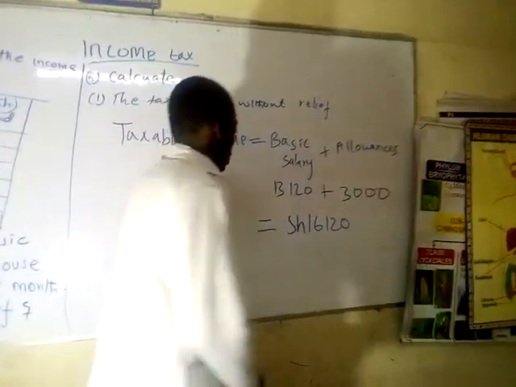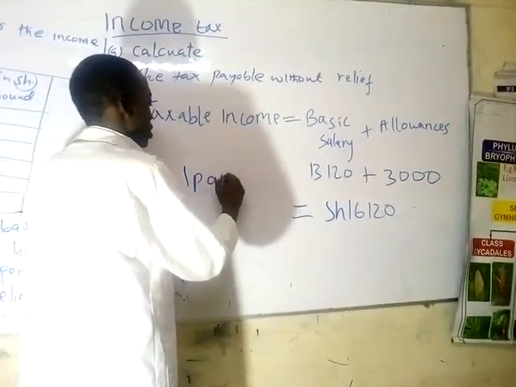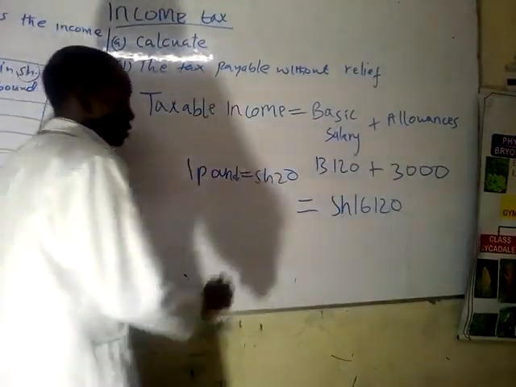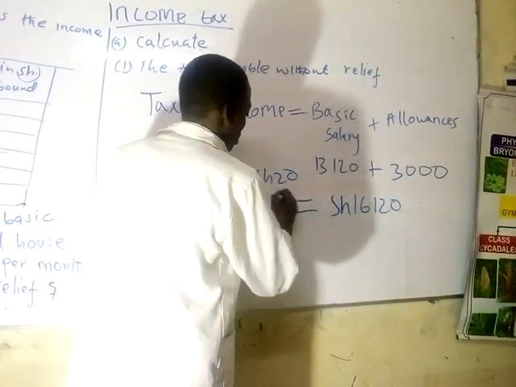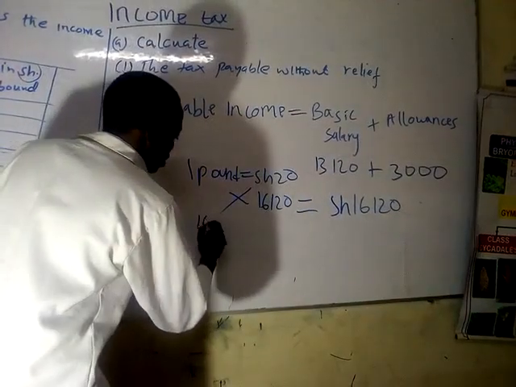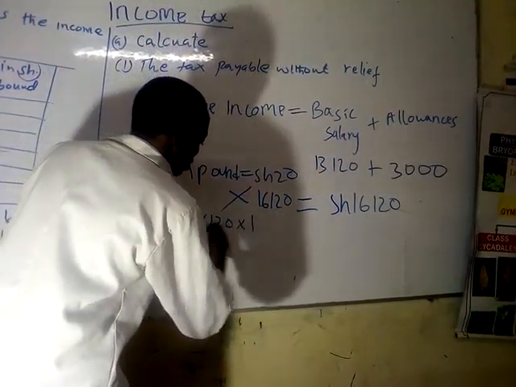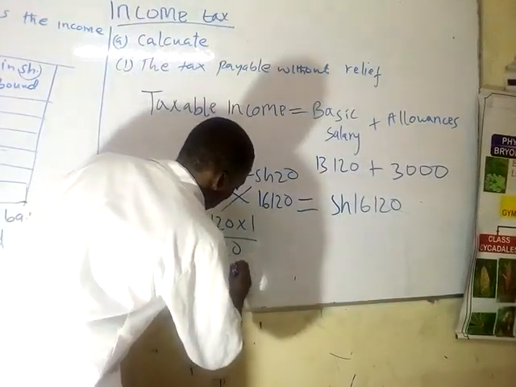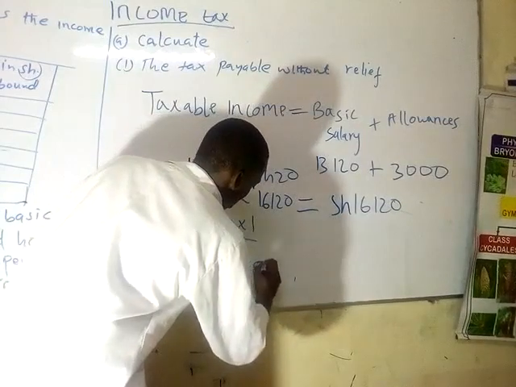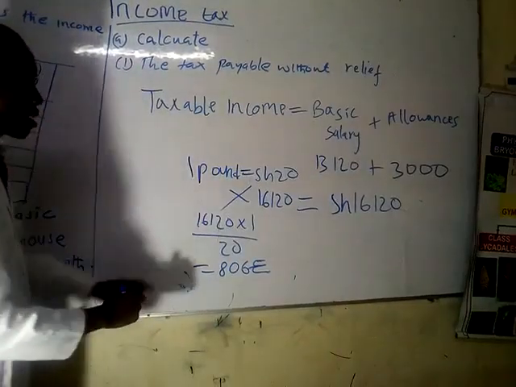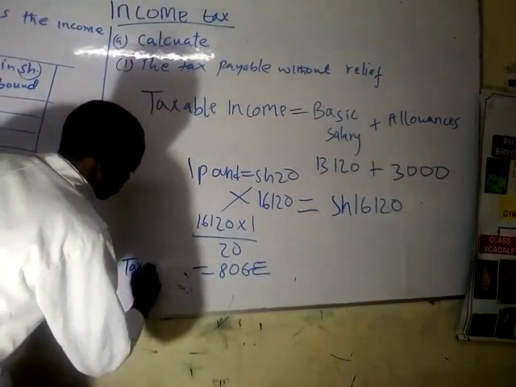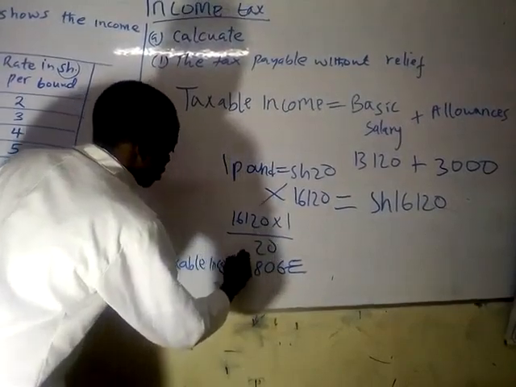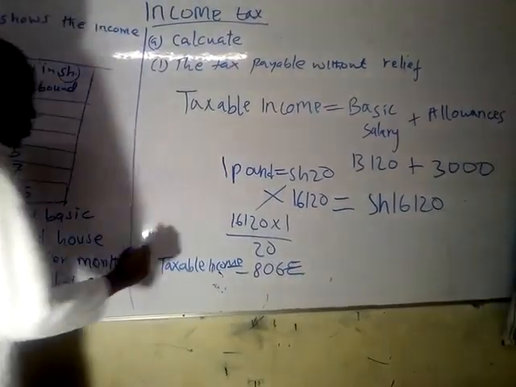But in our table, the income is in Kenyan pounds. So you have to know that 1 pound is equal to 20 shillings. What about 16,120? You cross multiply. So it will be 16,120 times 1 divided by 20, which gives you 806 pounds, Kenyan pounds. So that's our taxable income. In other words, you can call it gross income.